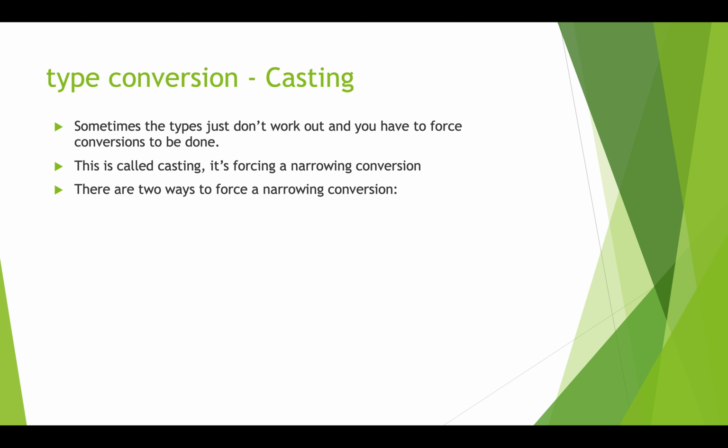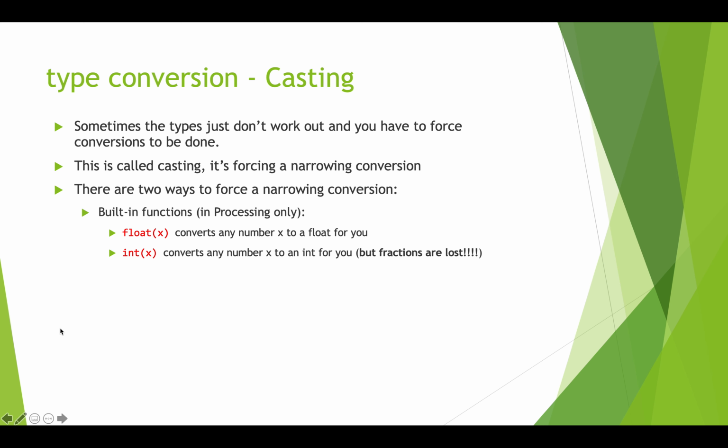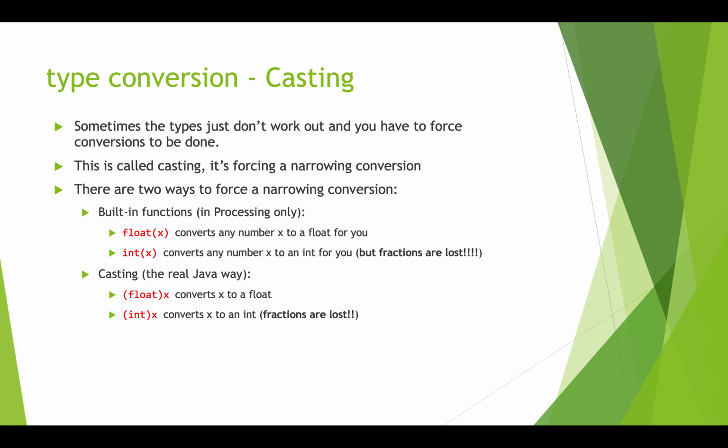One of them is Processing specific, and this is to use built-in functions in Processing. So float(x) will take any number that you pass into it and make it into a float. And then int(x) will take any number you pass into it and turn it into an int. But you have to be really careful here. You have to know what you're doing if you're going to do this. Because if you take a number like 17.357 as x and you convert it to an int, that number is going to become 17. You lose the 0.357 part.